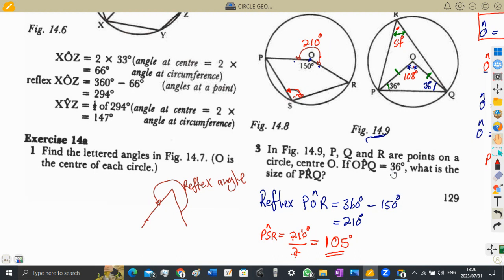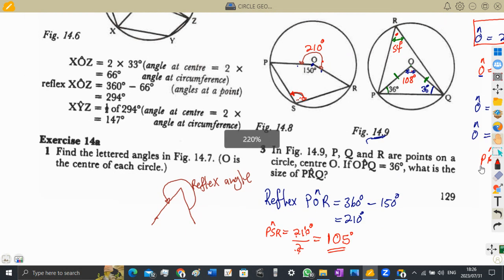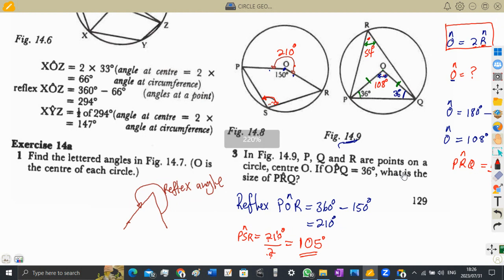Let's check another one, if there's another one. Let's check before we move on. Oh, those were the challenging questions.